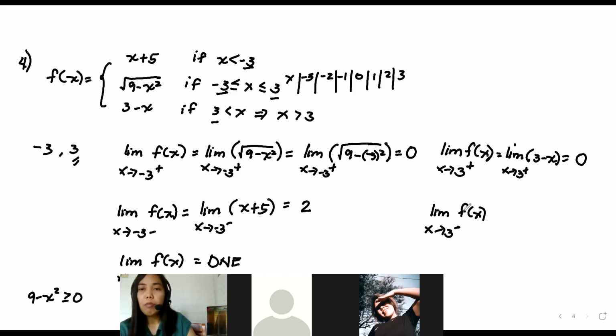Next, the limit of f of x as x approaches 3 from the left. 3, yung mga nasa kaliwa niya. So, ibig sabihin, we're going to use this function.